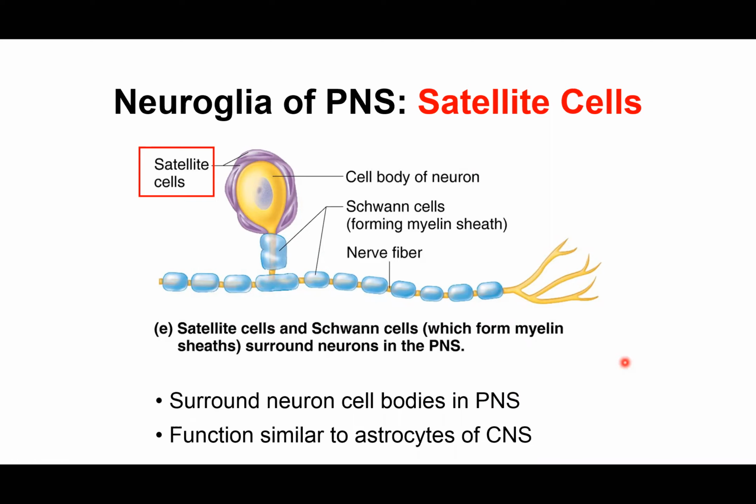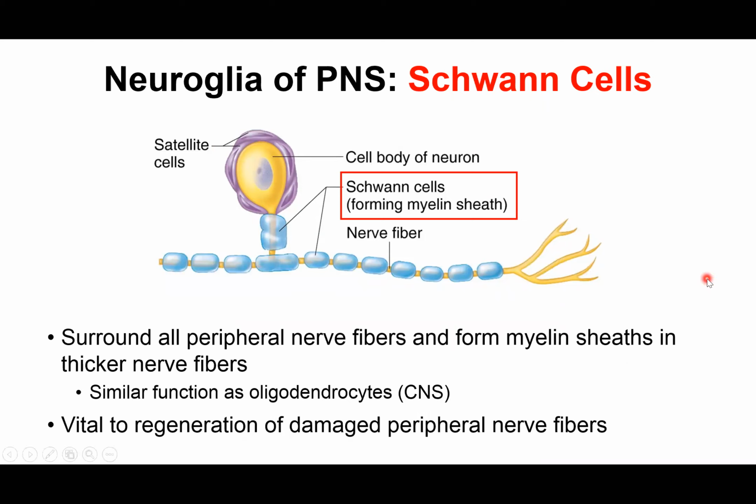The second and final cell type that we'll talk about here are Schwann cells. Schwann cells, again, are located in the peripheral nervous system. The Schwann cells are the ones that make the myelin sheath for the peripheral nervous system. So remember, in the central nervous system, the cells that made the myelin were called oligodendrocytes. In the peripheral nervous system, they're called Schwann cells. And these are absolutely vital to regenerating damaged peripheral nerve fibers. Okay, so they have the ability to regenerate damaged nerve fibers in the peripheral nervous system. These cells are very special in that way.